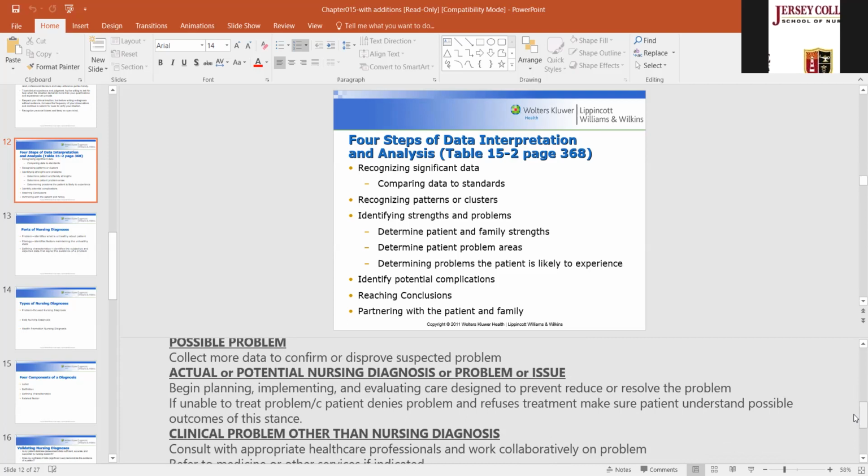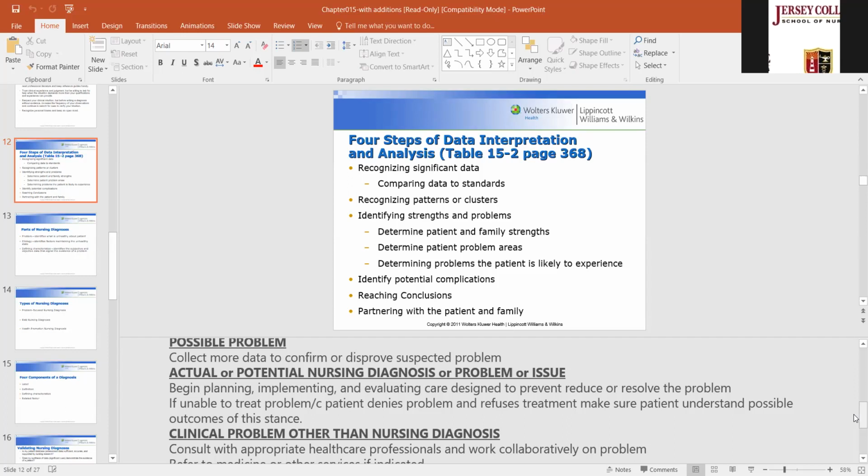Actual or potential nursing diagnoses. Okay, we're going to start planning, implementing, evaluating care, try to reduce or resolve the problems if we're not able to treat the problem, or if the patient denies the problem and refuses treatment, then we want to make sure they understand what the possible outcomes are.